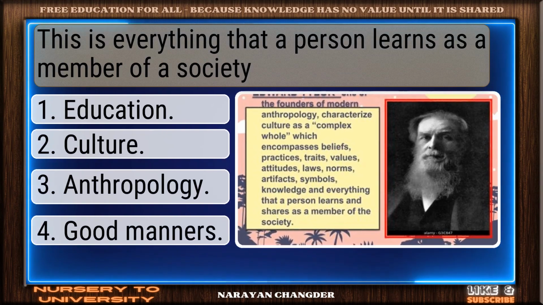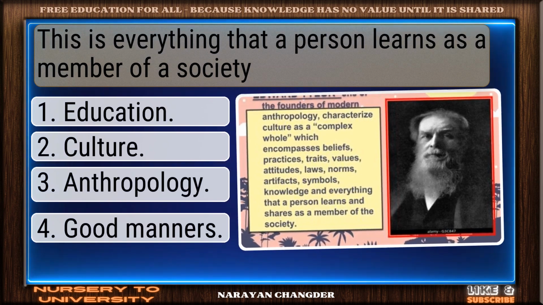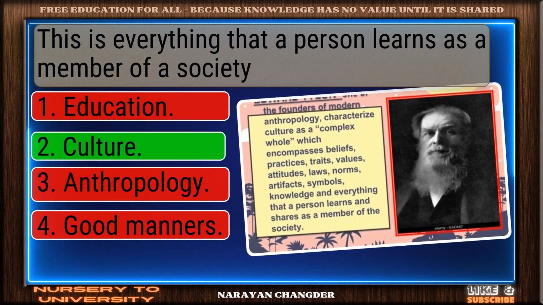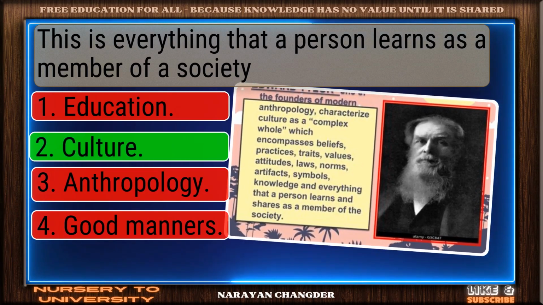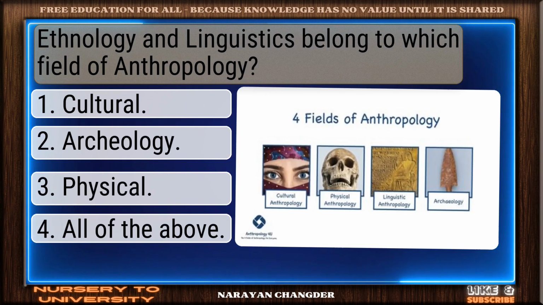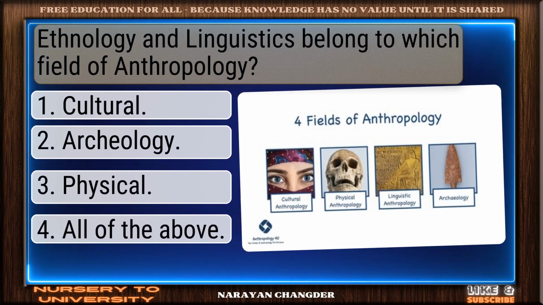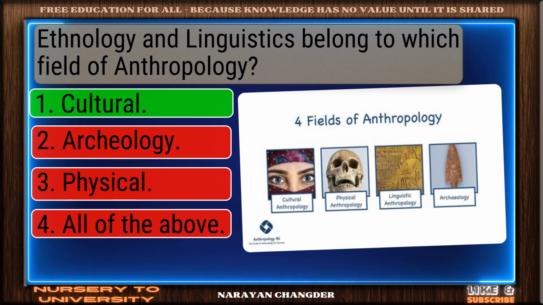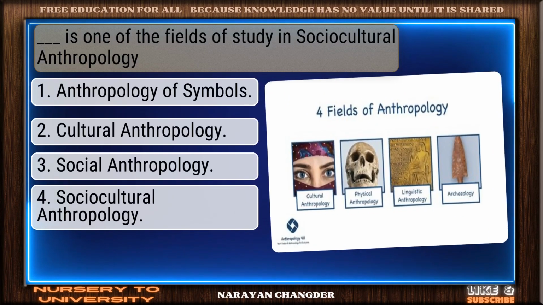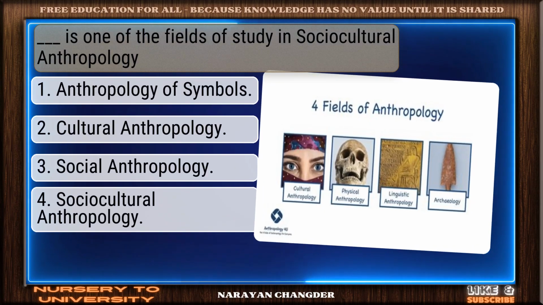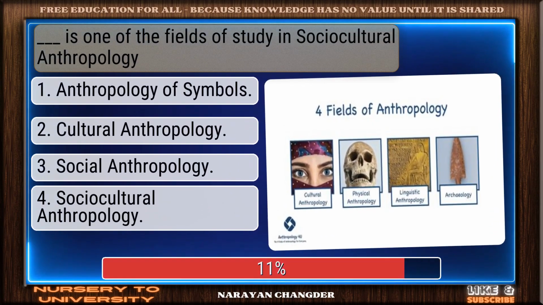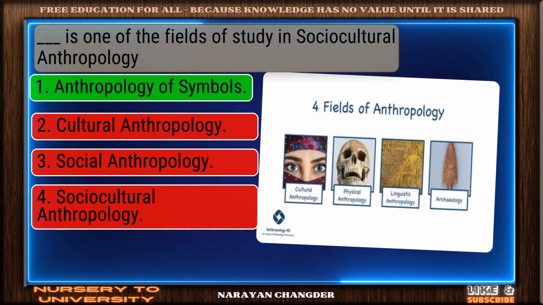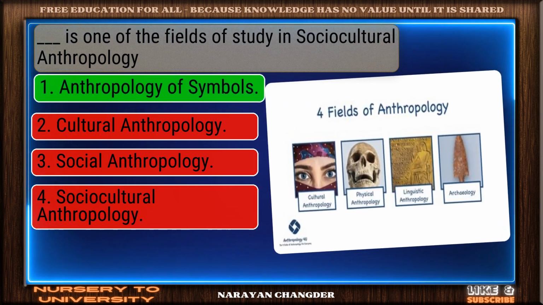This is everything that a person learns as a member of a society. You chose culture, and it is correct. Ethnology and linguistics belong to which field of anthropology? Excellent. Cultural is a brilliant choice. Dash is one of the fields of study in sociocultural anthropology. Smart move. Anthropology of symbols is an accurate answer.